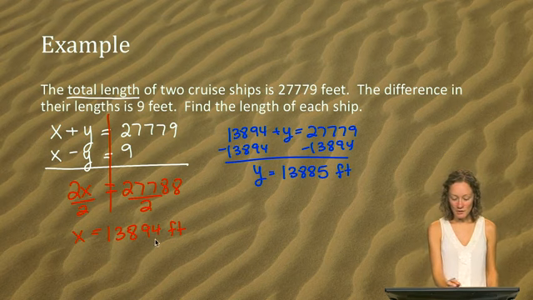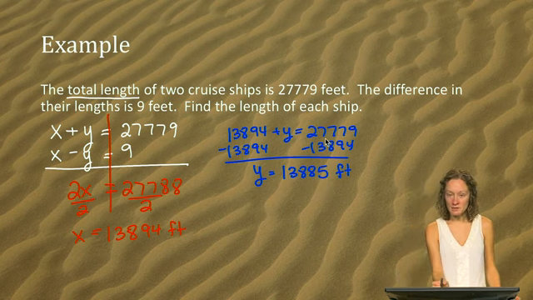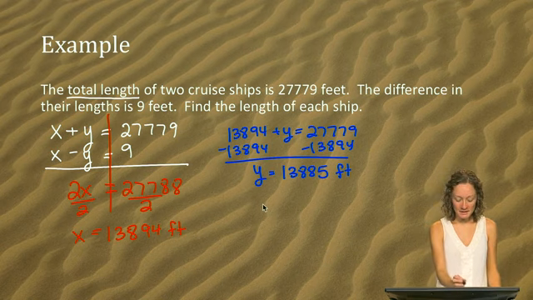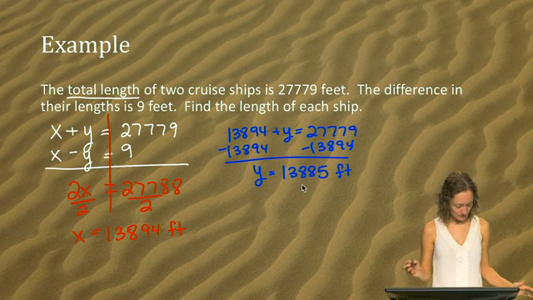Now, if you compare the two numbers, this makes sense for both of them. You don't have to actually do the addition, but if you add the two together, you can expect it to be about 27,779. It is that. And the difference is 9 feet. So the difference, if we subtracted one from the other, there's about a 9 difference there. And there should be. So this is good.